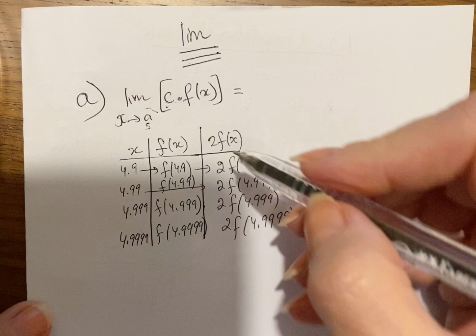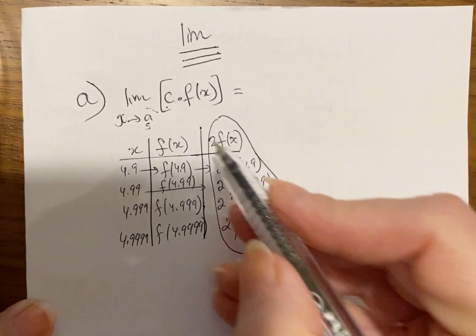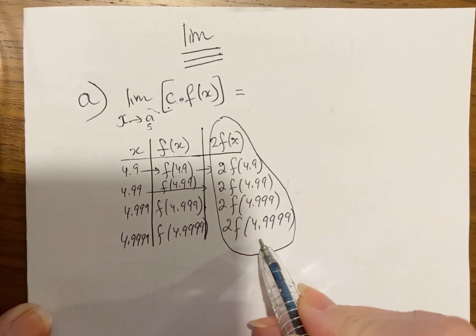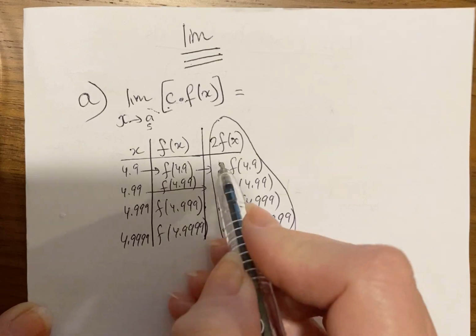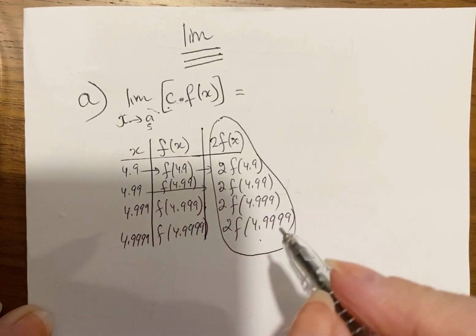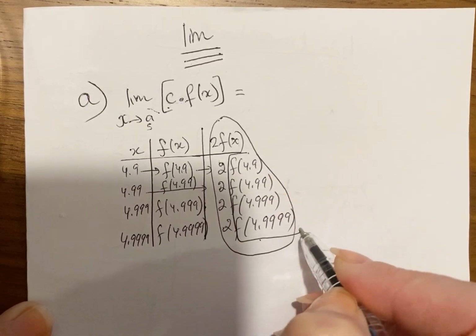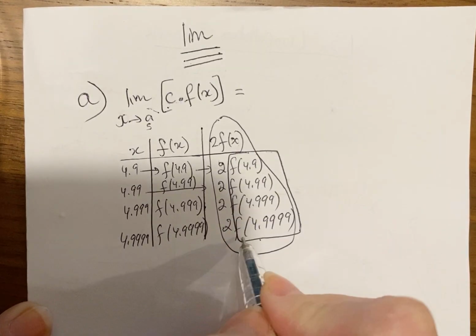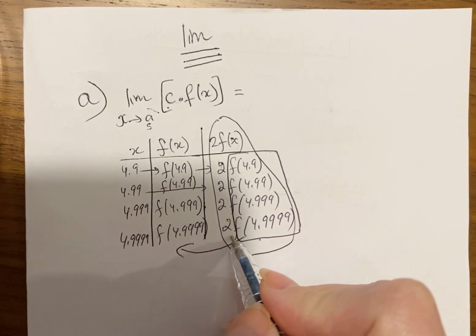In the limit, I need to study the behavior of this. But in order to study the behavior of this, the 2 is the same throughout. It doesn't change. So what really studies for me the behavior of 2f of x? If I know the behavior of f of x, which is written just before it, I multiply the answer by 2.